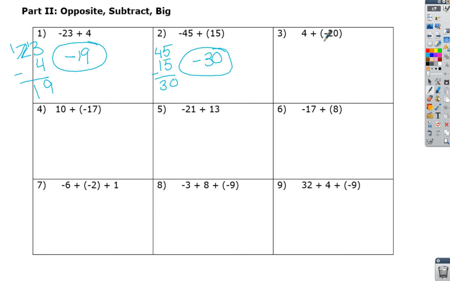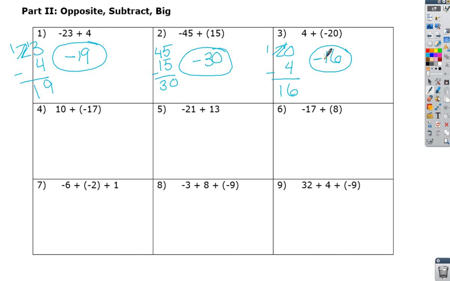Okay, let's look at number 3. We have 4 plus negative 20. We have a positive and a negative. Our signs are different, so we'll take the difference and keep the sign of the bigger number. So we'll have our bigger number on top, smaller number on the bottom, and we'll subtract. Carry it to make it a 10. We'll have 6, bring down the 1. We have 16, and then we take the sign of our bigger number, so we have 4 and negative 20. Negative 20 is bigger than 4, so our sign will be negative. So our answer is negative 16.